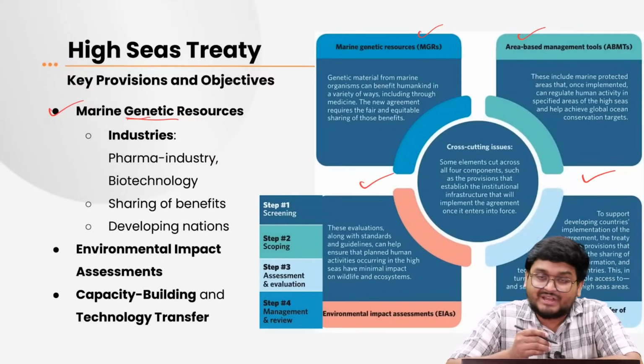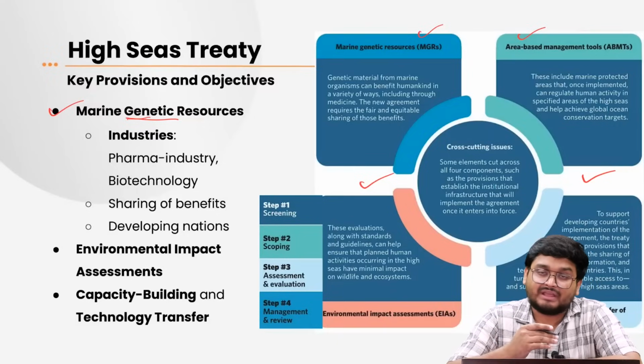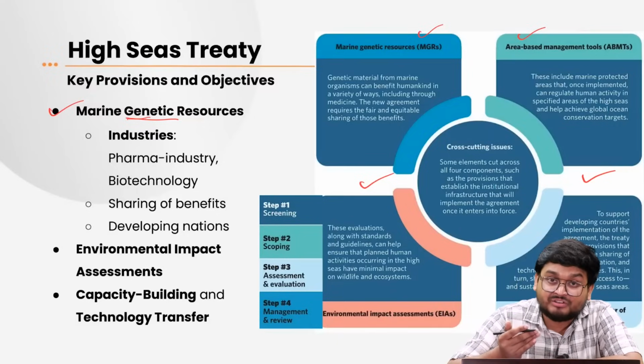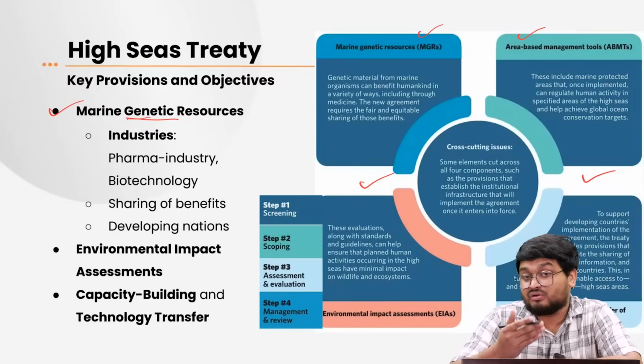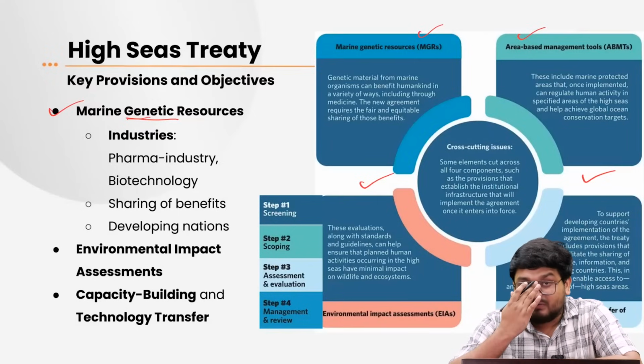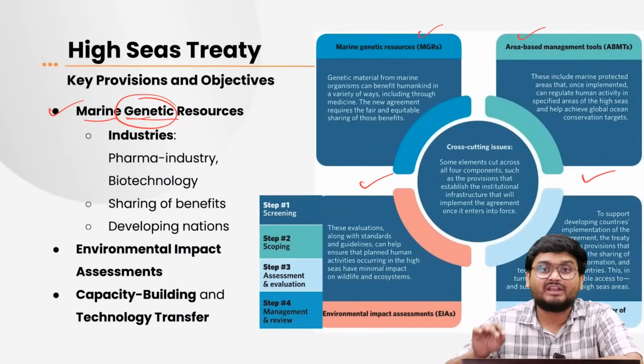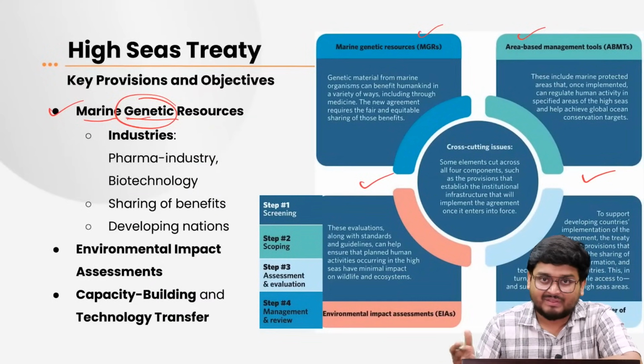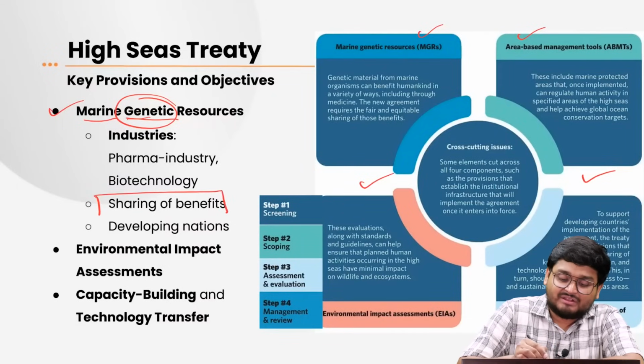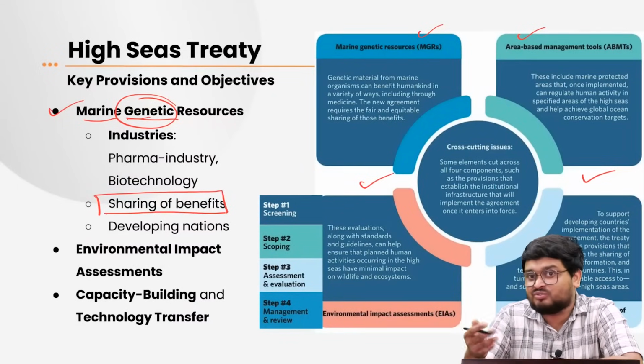Firstly, we understand we are getting many resources from the ocean, and these resources can be very useful in the metallic industry, in the pharmaceutical industry, in the biotechnology industry of the nation, or also of the entire world. So that is why we find that these particular marine genetic resources must be shared equally between the various nations. And this is where we understand this benefit sharing right now is not happening.